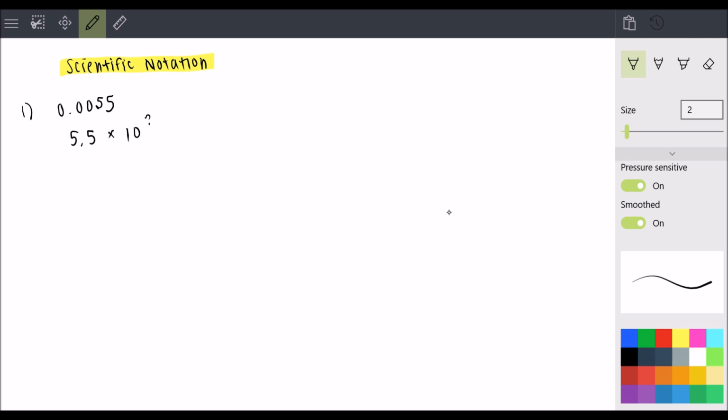Now in order to find our A, we have to look at the decimal. Count how many spaces it takes to move the decimal from where it is right now to 5.5. You can see that we moved the decimal place 3 times to the right, and therefore our exponent, our integer, our A value is negative 3.